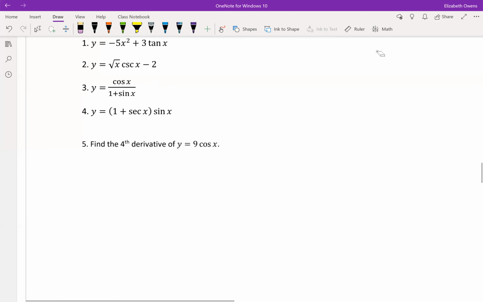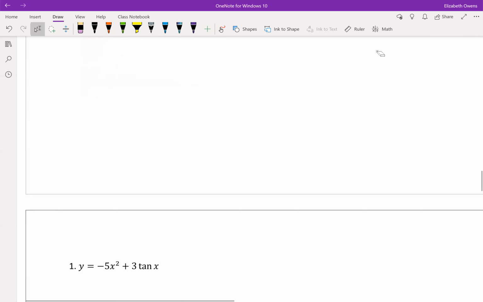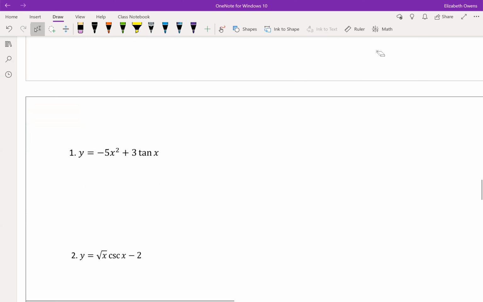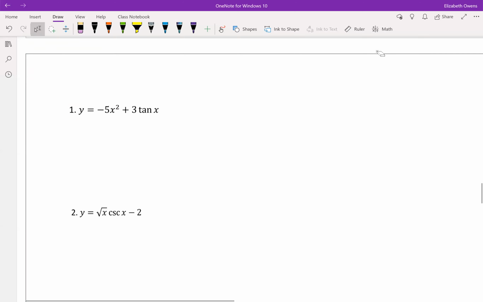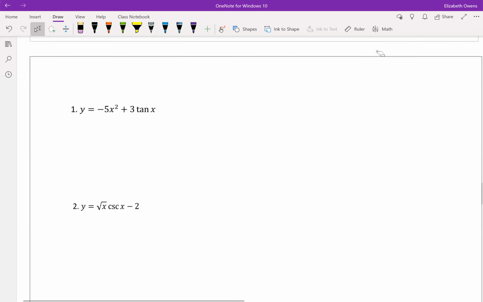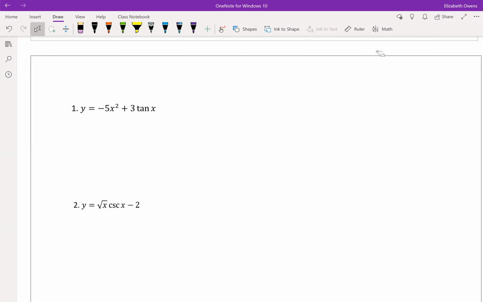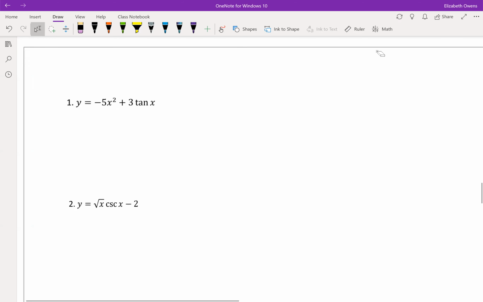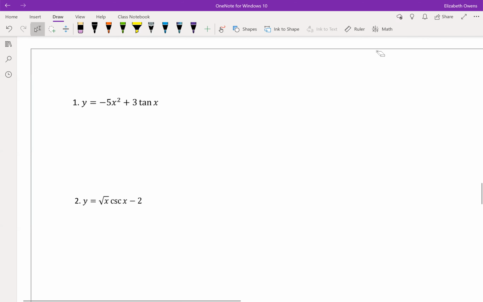And you might want to get yourself a separate sheet of paper. That way you have some room. I've given myself some more space here. All right, so our first function is y equals negative 5x squared plus 3 tangent x.